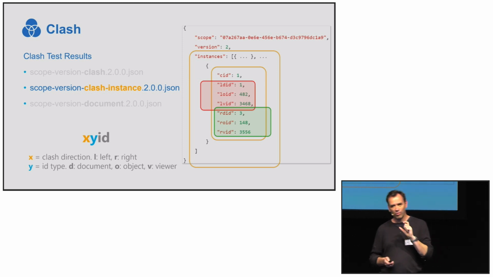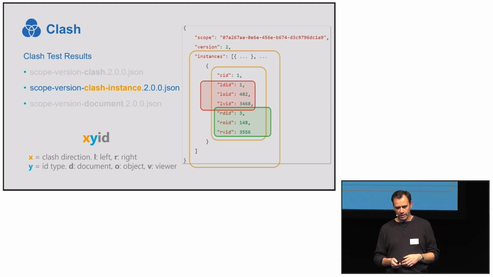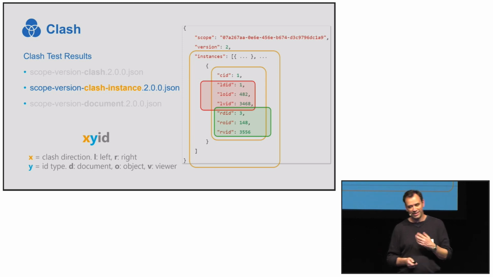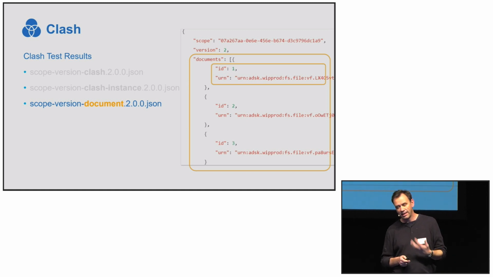But we still don't know which document that occurred in. Documents are like views in Revit. And so you need your third file, which is the third JSON file, which then takes, for a particular clash ID, it tells you which URN for which document you're talking about. And then that allows you to bring back the appropriate viewable.